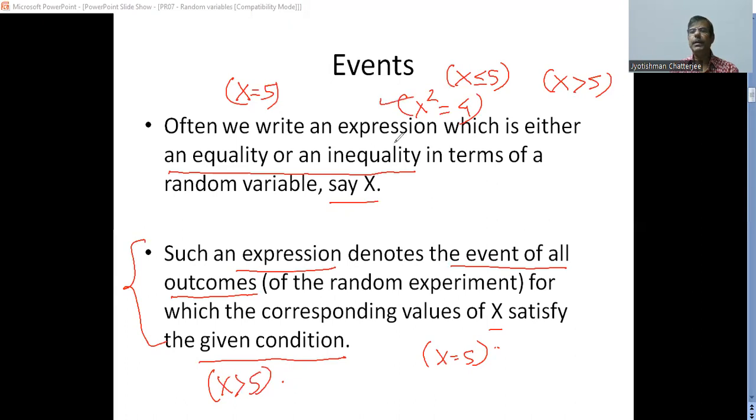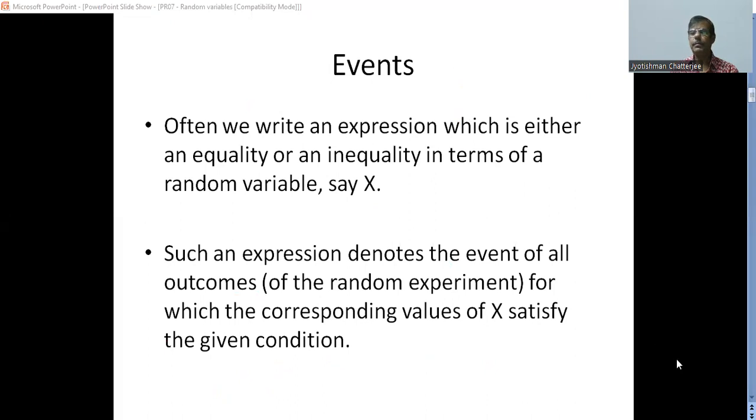Similarly, this one gives you the meaning of an event of all outcomes whose X value when squared gives us 4. So such an expression of inequality or equality actually denotes an event. Keep that thing in mind.